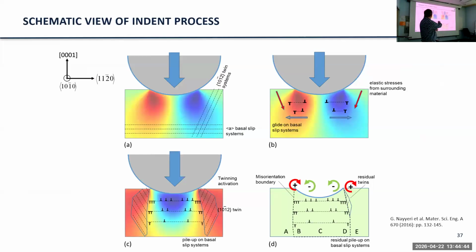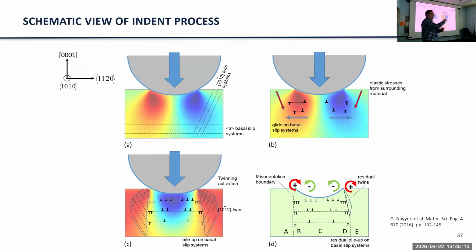So just to summarize the view of the indentation. The spherical indenter comes down. We have these twinning systems. We have the basal slip. This is the indentation Schmidt factor. These are the regions where there are large stresses, pushing to the left and to the right. So these dislocation loops are going to expand in these regions.